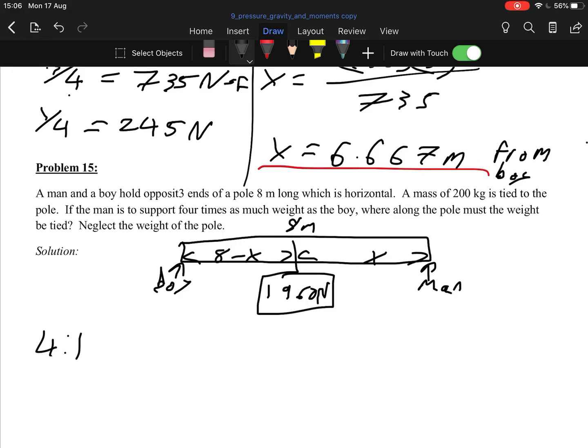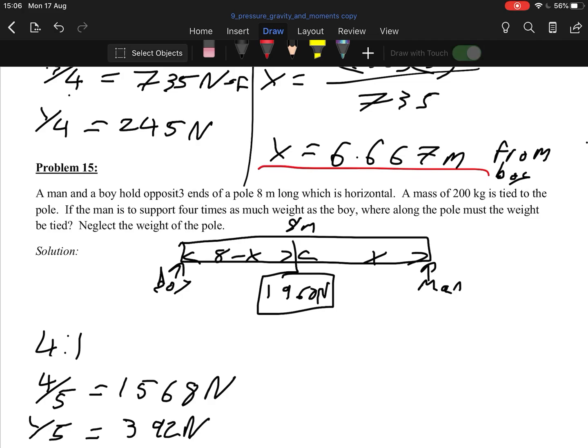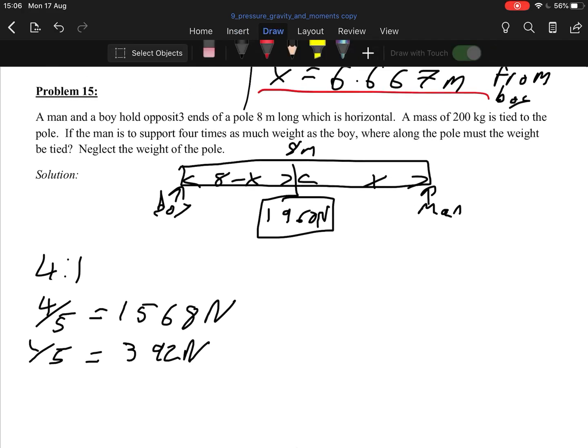4 is to 1. So there are 5 parts, so the man is going to have to lift 4/5 of 1,960, which gives 1,568 newtons. And the boy has to just simply lift a fifth, so the boy will lift 392 newtons. Okay?